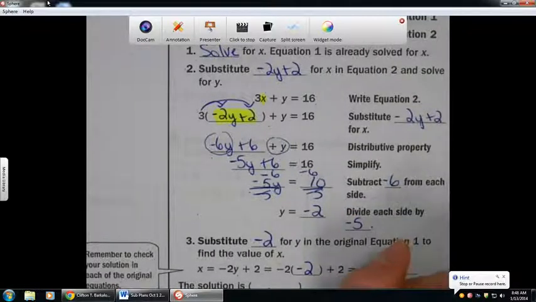I'm going to do it down here. x equals negative 2 times negative 2 plus 2. We have x equals 4 plus 2, and x equals 6.